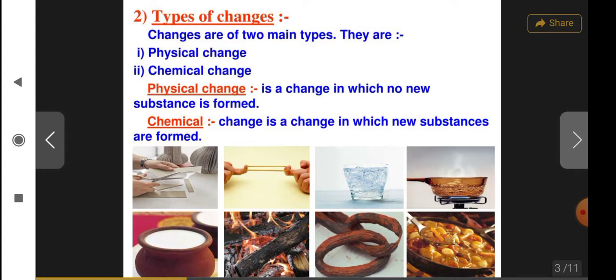In the same way, rusting of iron. When rusting of iron happens, if you notice in your surroundings, a brown colored flaky substance is formed on the surface of iron.